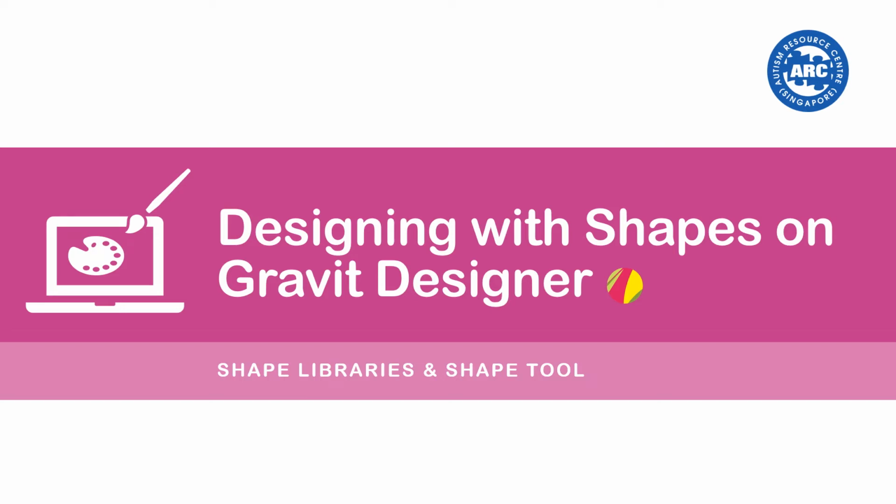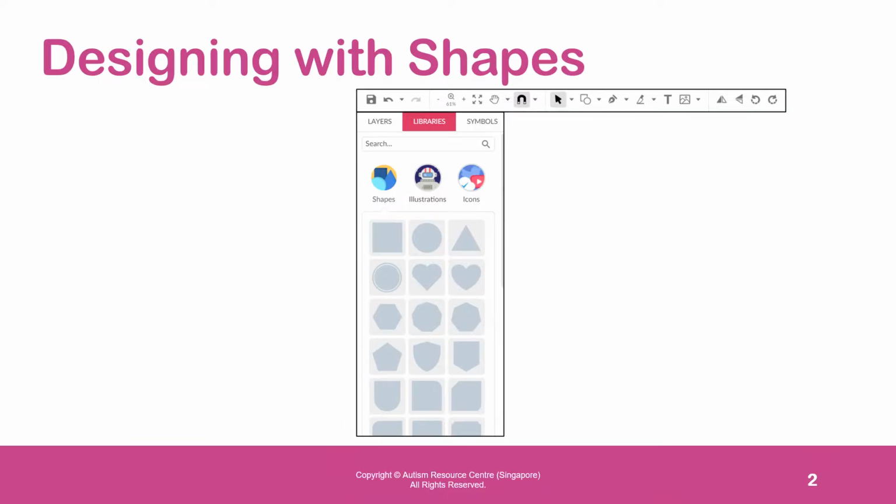Everyone, in this video, we will learn how we can design with shape vectors on Gravit Designer. Let's get started. When you use Gravit Designer, there are two tools that you can use to pull out shape vectors to design with. The first being the shape tool on the toolbar, and the second being the library's shapes.